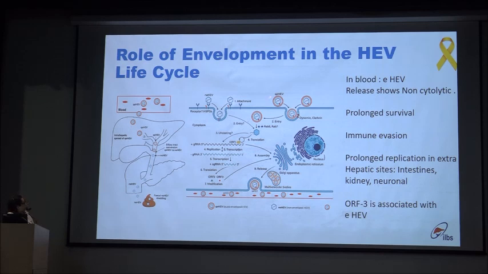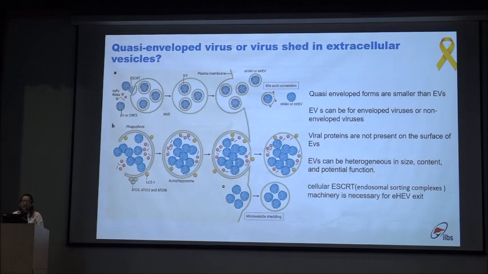The virus, because of its quasi-envelope, is capable of causing immune evasion, and there are other sites involved, like the intestines, and literature is coming on the kidney, which are also sites, and neuronal sites are also there where the virus can replicate. ORF3 is somehow associated when it is released as a quasi-envelope form.